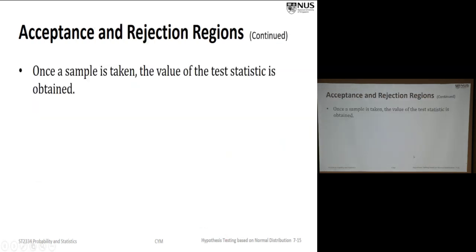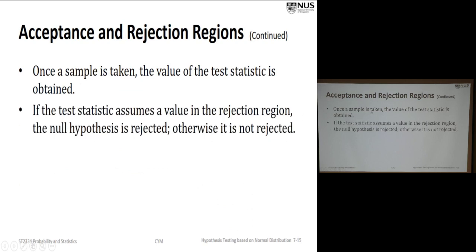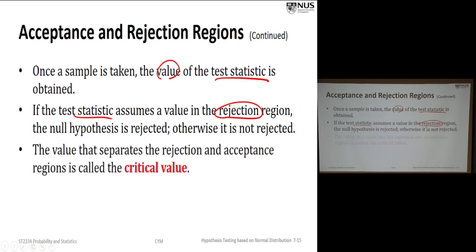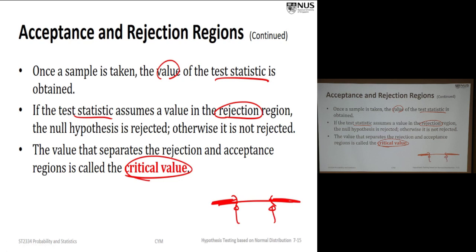Once a sample is taken, we compute the value of the test statistic. If the test statistic falls in the rejection region, we make a decision: we reject the null hypothesis. If it falls in the acceptance region, we do not reject the null hypothesis. Usually the region is decided by something called critical values. So remember, if this is my critical region, these are called critical values.